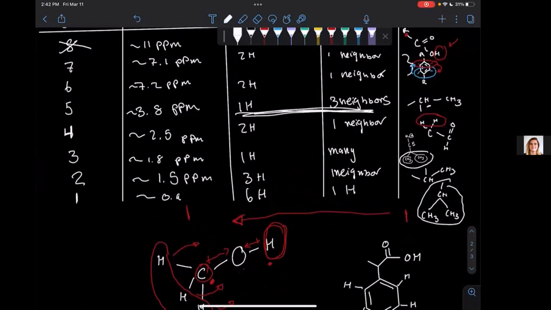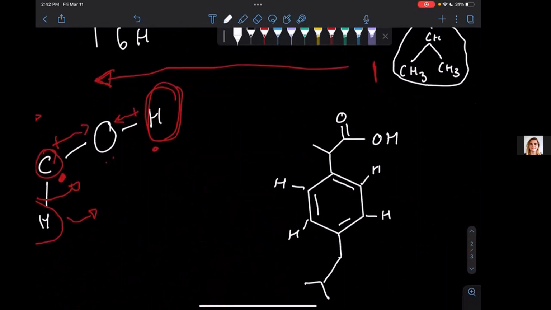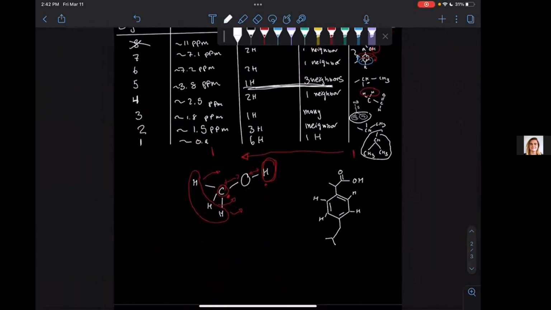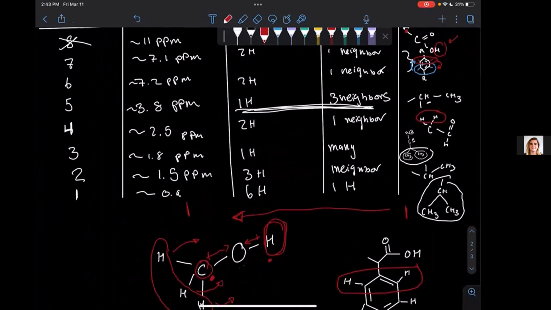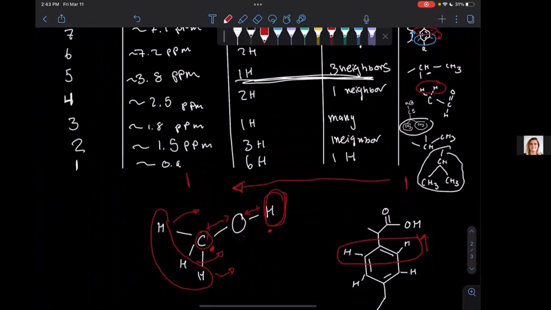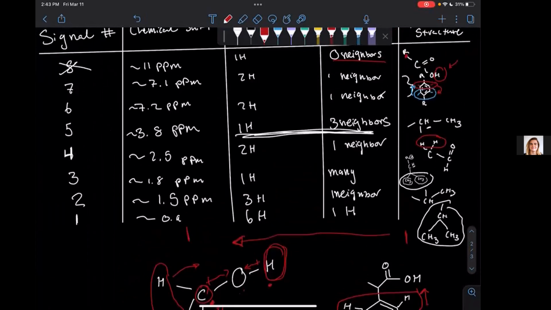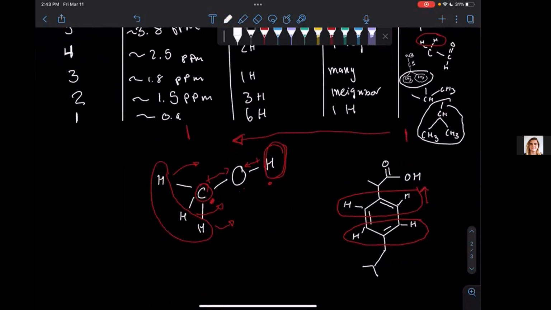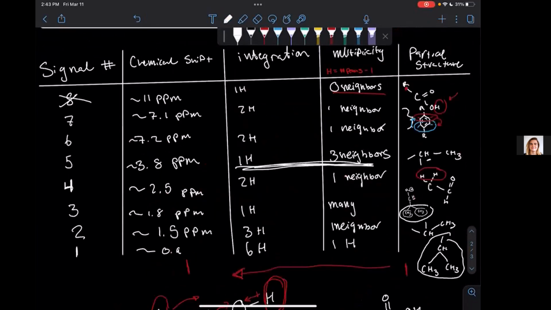7 is going to be 2 hydrogens that are bonded to 1 neighbor. Okay, so we'll look here. Let's see what we have. Yeah, so 7 and 6 are going to be the same. It's going to be this one, which will be the more downfield because it's closer to the electron withdrawing group. And then this one is going to be the lower of the two. So this one is going to be signal 7. This one's going to be signal 6. Go ahead and cross those out.